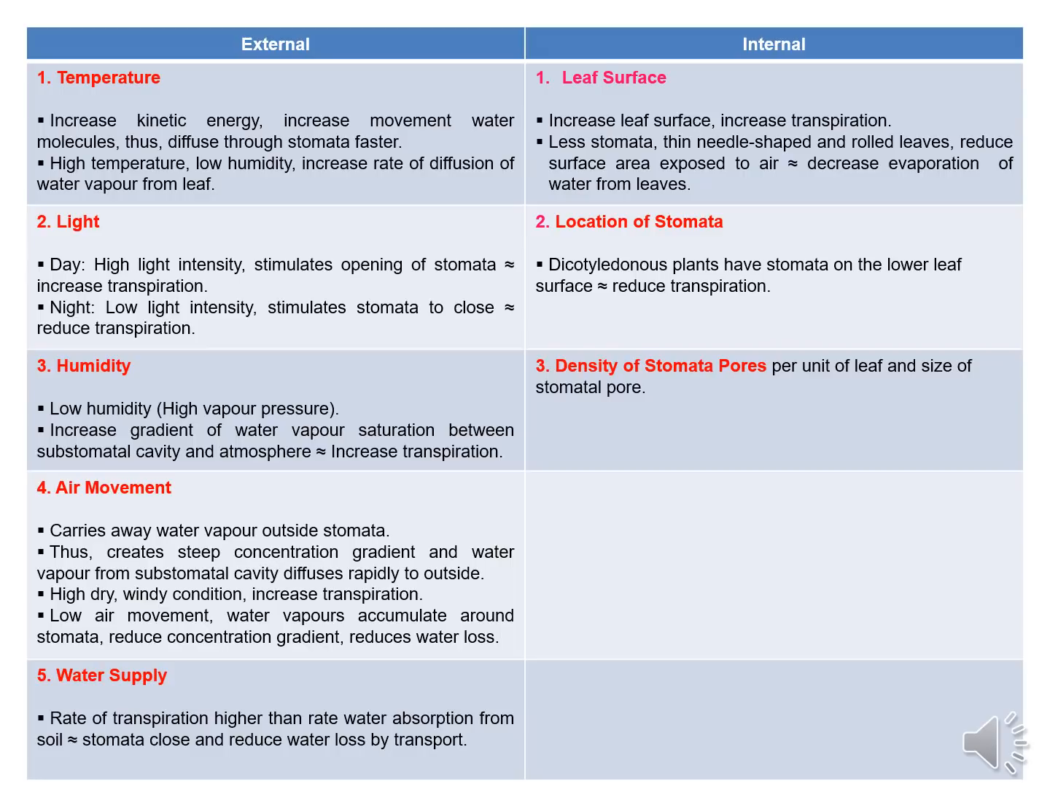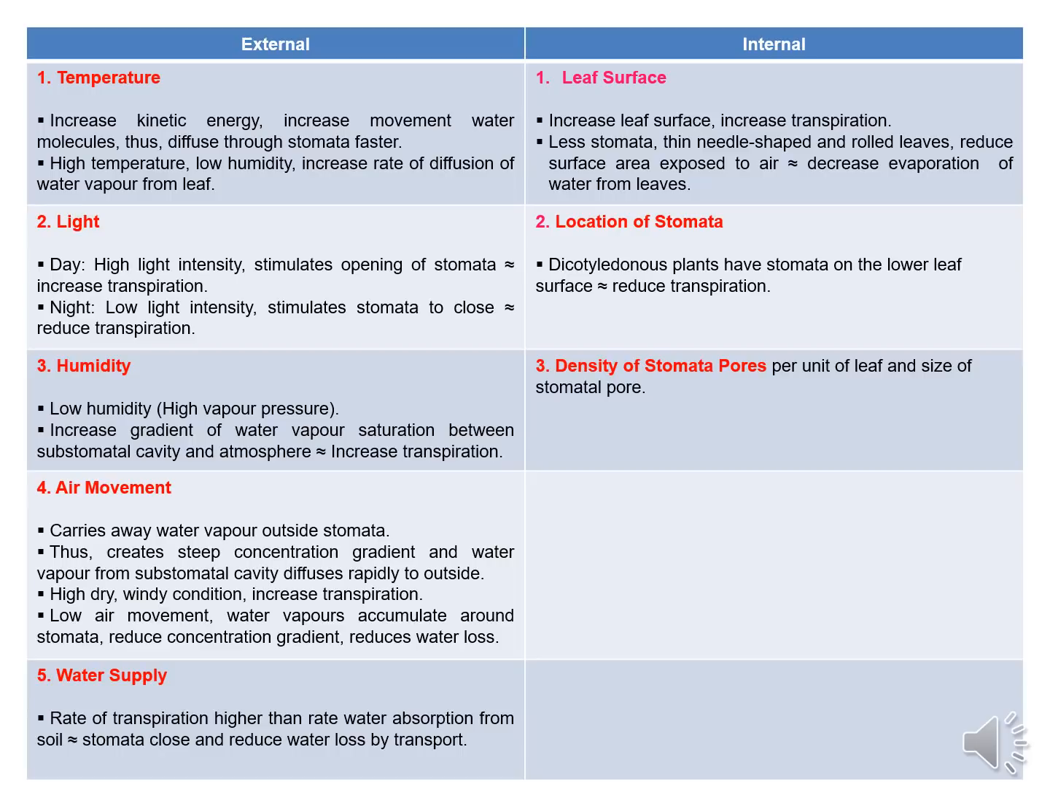In this factor, we have to understand that as the water supply into the plant is low, therefore the plant has to do a mitigation or the action to reduce the transpiration rate by closing the stomata to reduce the water loss of transport. In internal factors that determine the rate of transpiration, leaf surface, bigger leaf surface, higher the transpiration rate. Less stomata, thin needle shape and roll leaf will reduce the surface area exposed to the air, therefore result with reduced evaporation of water from leaf.